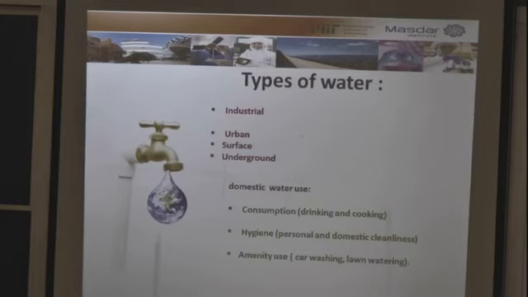And then domestic water use, which is, I think, relevant to your visit today following this lecture. Domestic water should further be classified into different categories, like consumption water, drinking water, food water, cooking. Hygienic, personal, and domestic cleanliness uses, and community use for washing and non-water.